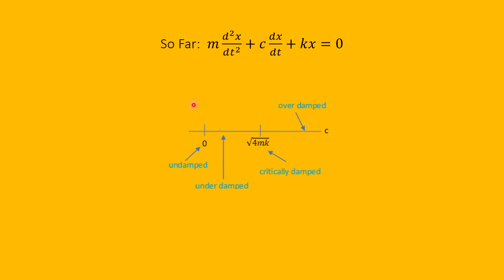And what we saw was that if C, this is a number line representing values of C, if C is 0, we have undamped motion. If we look at C greater than 0, less than the square root of 4mk, we had an underdamped system. If C equaled the square root of 4mk, the system was critically damped, and if C is greater than that square root of 4mk, the system is overdamped.